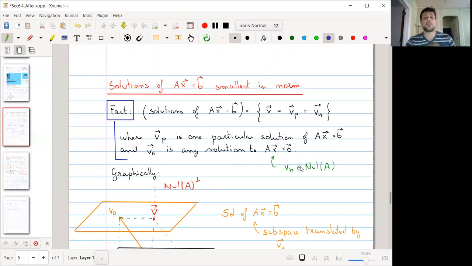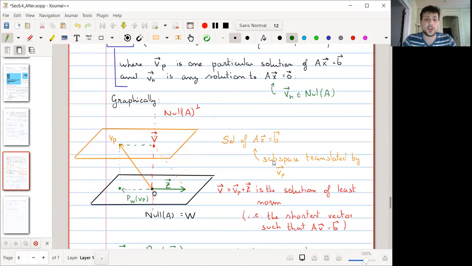So to do this, let me remind you of a fact about solutions of linear systems. Any solution of the linear system looks like the sum of a particular solution Vp and a homogeneous solution Vh, a solution to the linear system AX equals 0. In other words, every solution of the linear system is one particular solution plus any vector inside the null space of A, because the null space of A is exactly the set of solutions of AX equals 0. So the situation looks as follows.